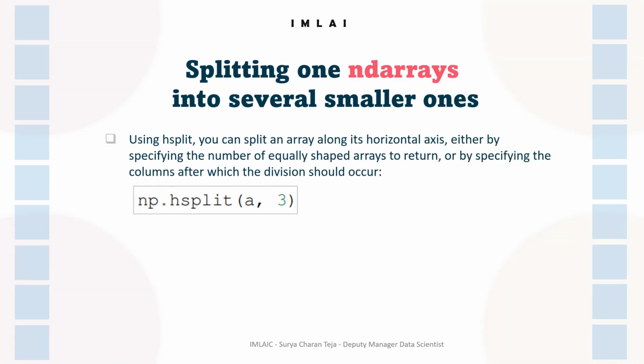I hope you will explore vsplit. vsplit splits along the vertical axis, and array_split allows one to specify along which axis to split, so you can explore that on your own, or else I will be explaining all those things in advanced NumPy.